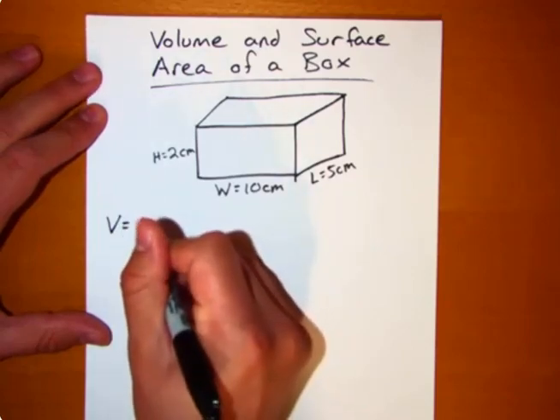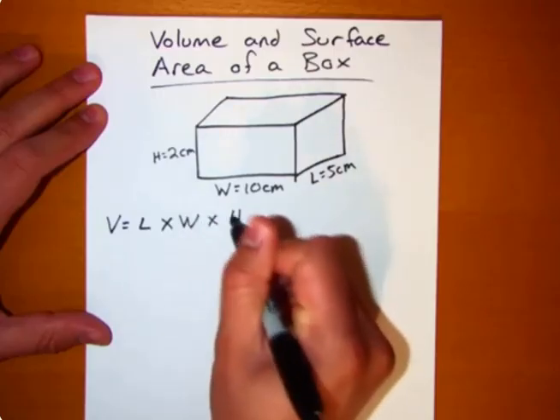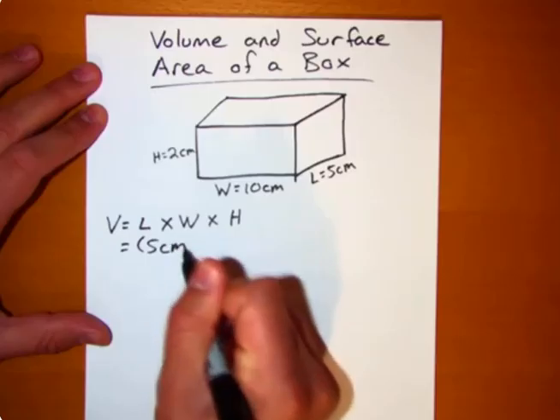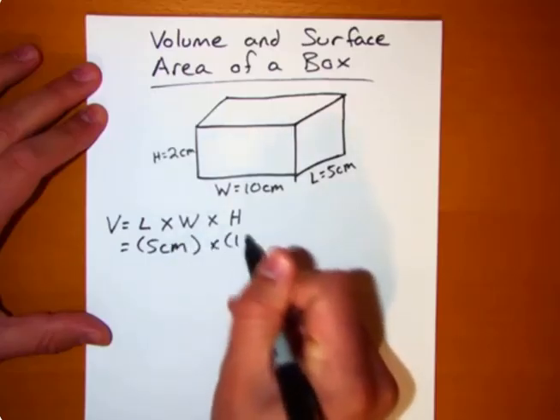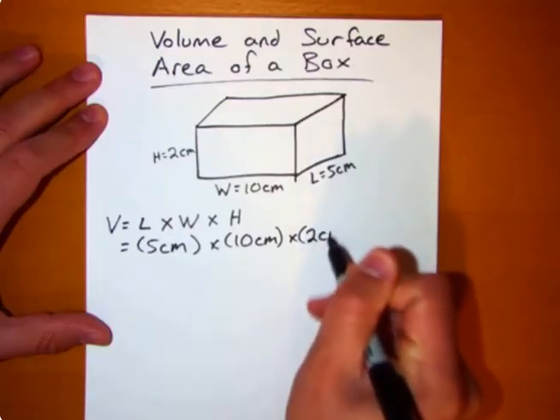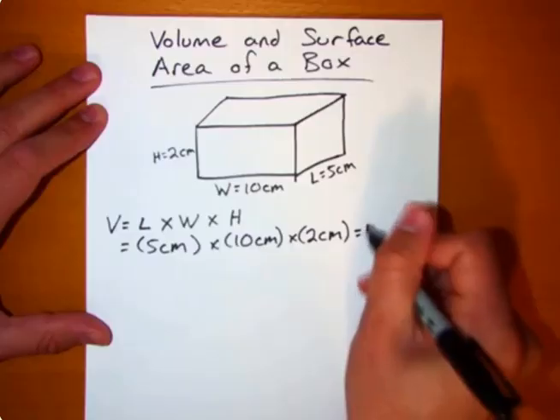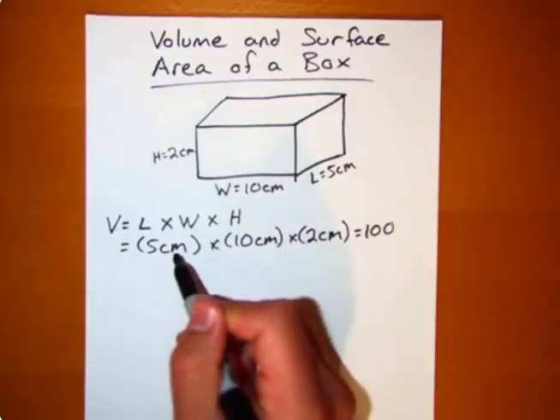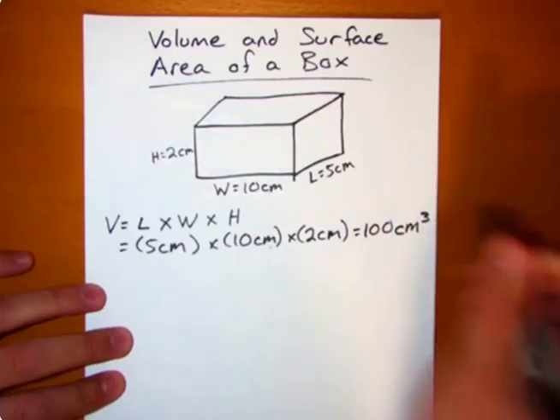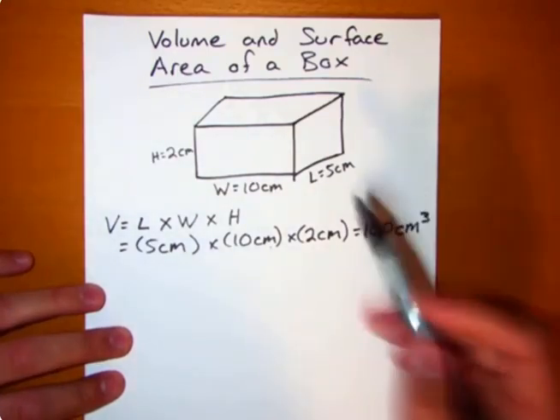And that's just going to be equal to the length times the width times the height. And that's just going to be equal to 5 centimeters times 10 centimeters times 2 centimeters, which is equal to 5 times 10 times 2, which is 100 centimeters cubed, or cubic centimeters. And we know it's going to be cubic because we're talking about a volume.